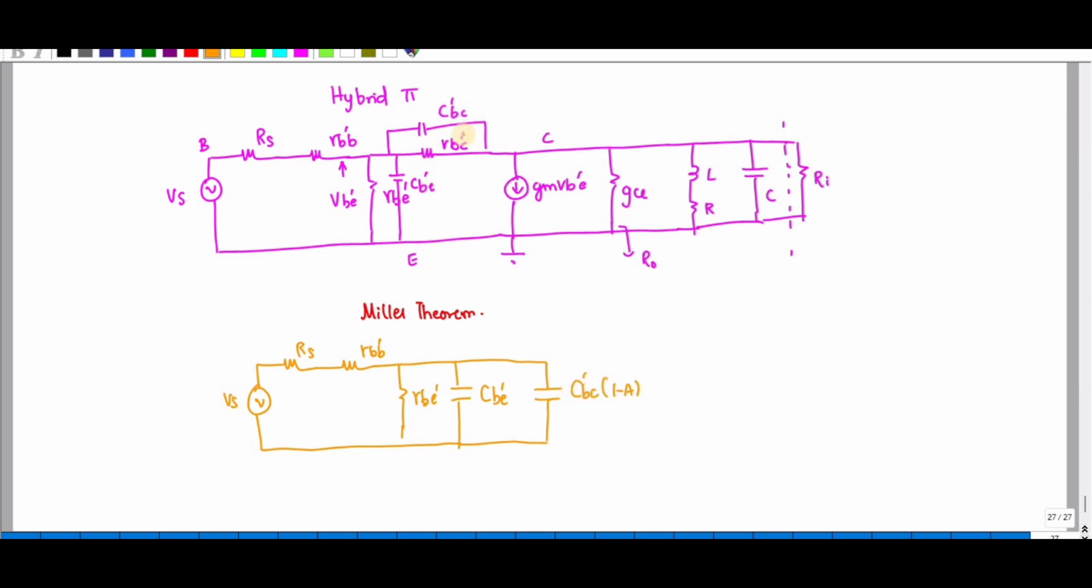So this capacitance is replaced at the input side like this, and since it is forming a feedback from output to the input, there is a connection. In order to remove that feedback, we are using a Miller equivalent circuit. At the output side, it is termed like this: CBC times A minus 1 divided by A. So the rest, you are having this circuit.